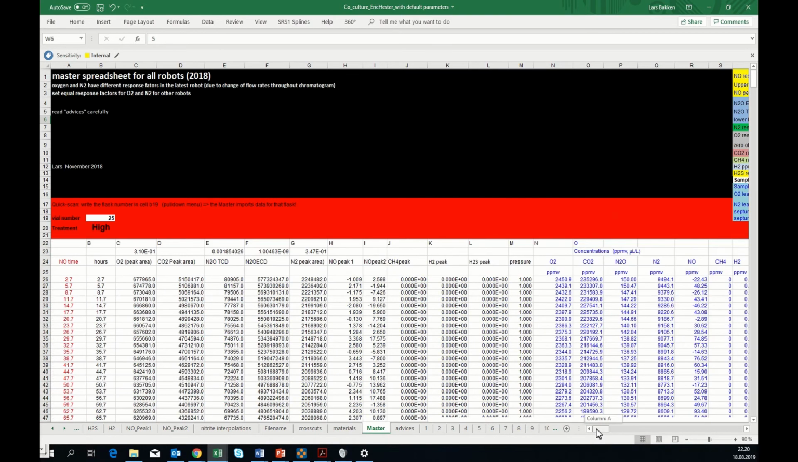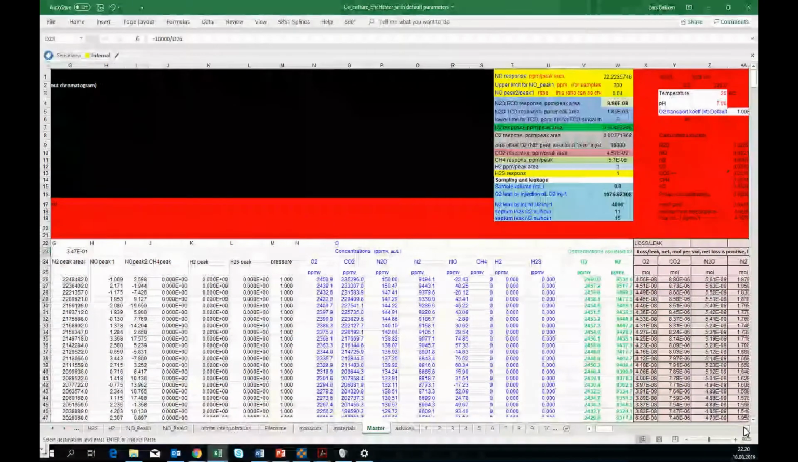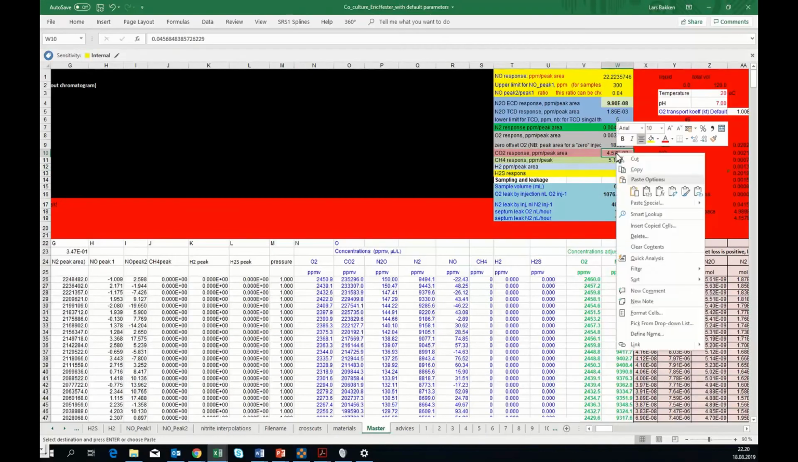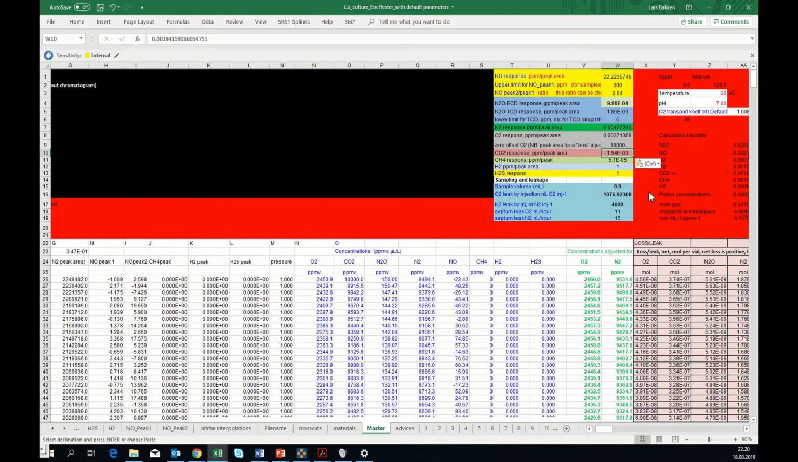The last thing that we want to do is to calibrate the CO2, and the CO2 concentration in my high standard is 10,000 ppm. So I write 10,000 ppm. That should be it. Divided by the first CO2 peak. And again, paste it for the CO2 response. And I start at 10,000 ppm of CO2.